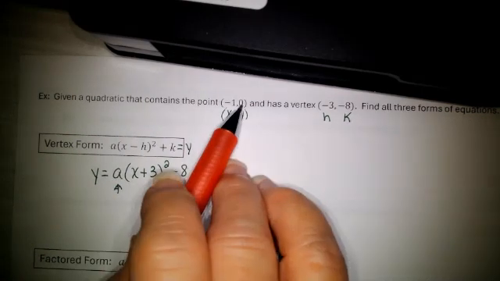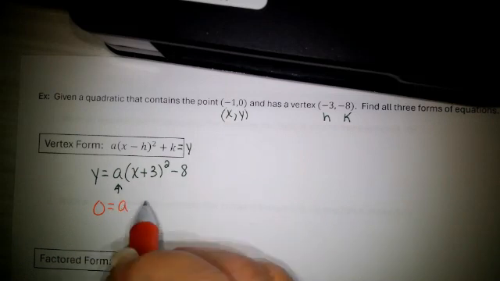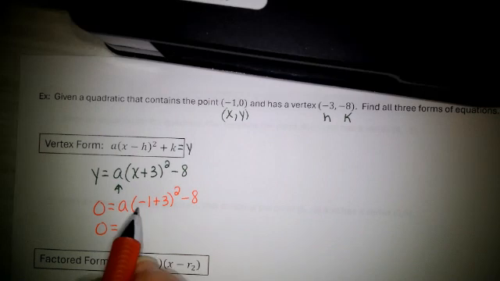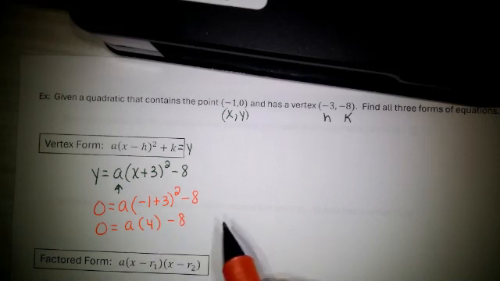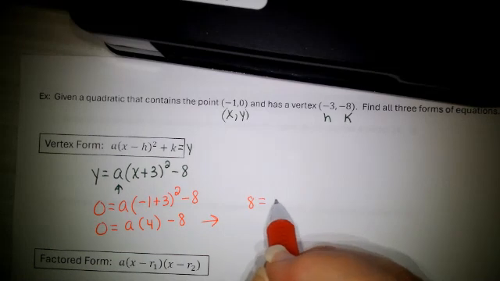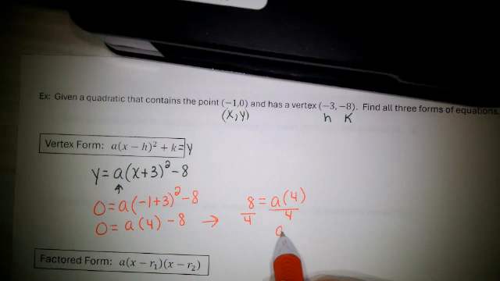So watch. 0 is going to go in for y. A, I don't know. That's what I'm going to find. X is negative 1, and then plus 3 squared minus 8. So let's solve it. Negative 1 plus 3 is 2, and 2 squared is 4. So add 8 to both sides. You get 8 equals a times 4. And when I divide both sides by 4, I find out that a is 2.